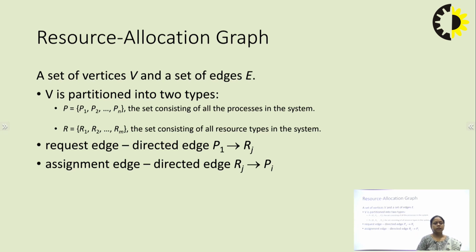Assignment edge is that edge where, when the process acquires the resource, we can show it like this. You can see here P is holding resource Rj. That's why we have an assignment edge here. So these are the two different types of edges to show the request and assignment of the resources to the processes.